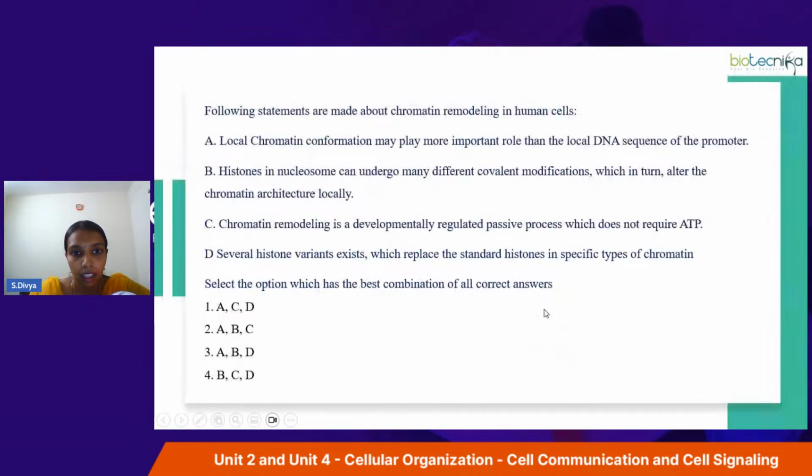Chromatin remodeling. Moving on to chromosomes. Chromatin conformation may play a more important role than the local DNA sequence of the promoter. Histones in the nucleosome can undergo different modifications that alter the chromatin architecture. Chromatin remodeling is a regulated process, does not require ATP, and several variants exist which can replace the standard histones in specific types of chromatin.